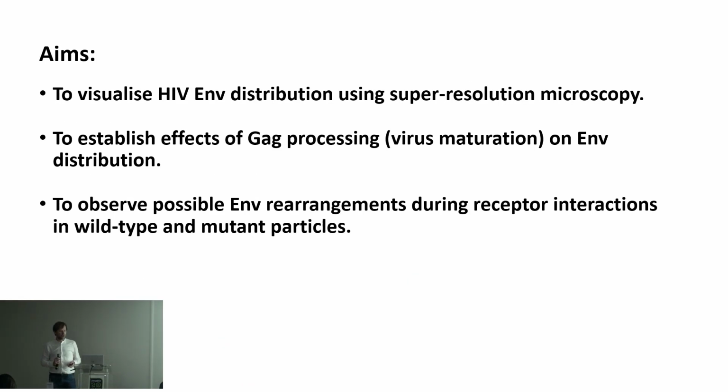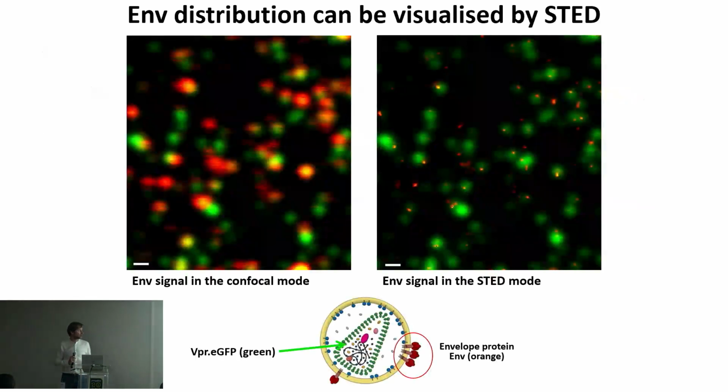So the aims of this early study were to visualize HIV ENV distribution using superposition microscopy, namely STED, to establish the effects of GAG processing or virus maturation on ENV distribution, and to observe the possible ENV rearrangements during the receptor interactions in wild-type and mutant particles.